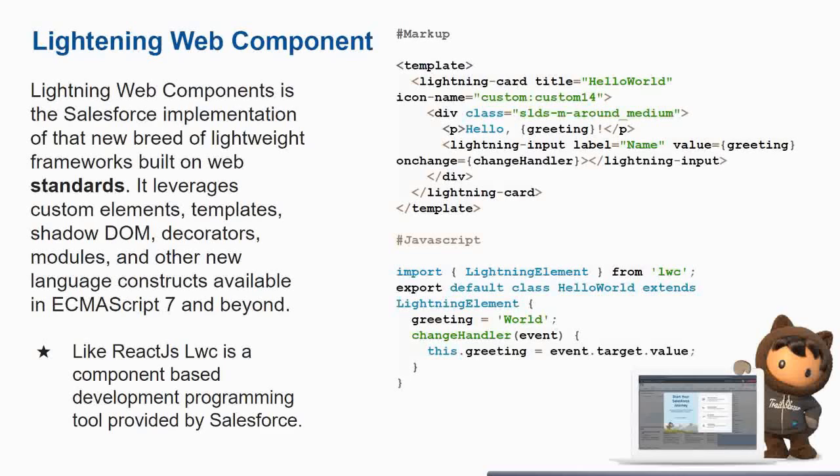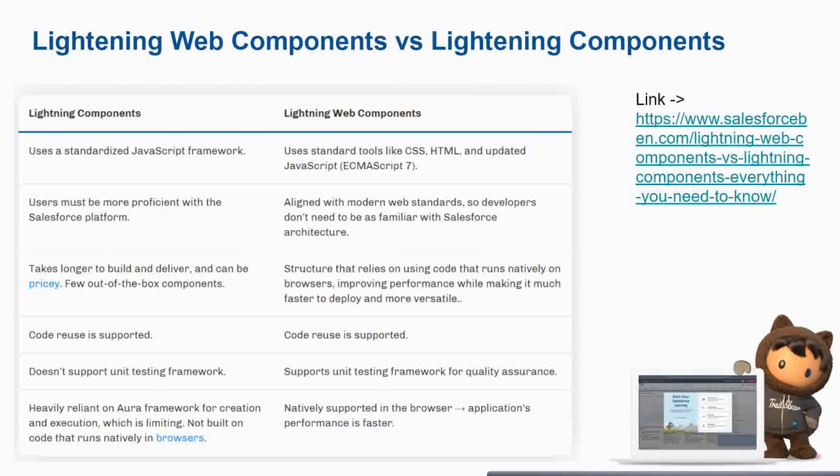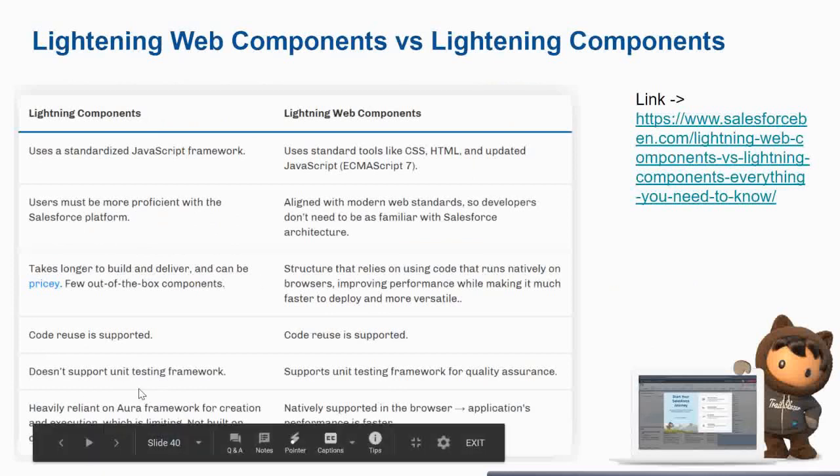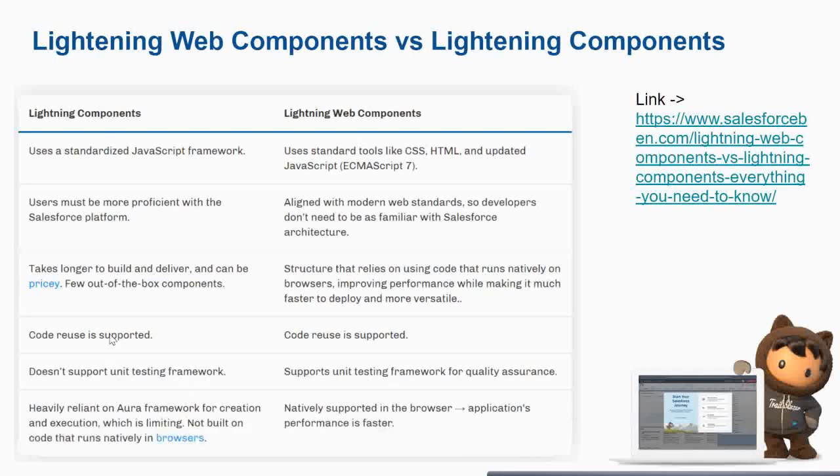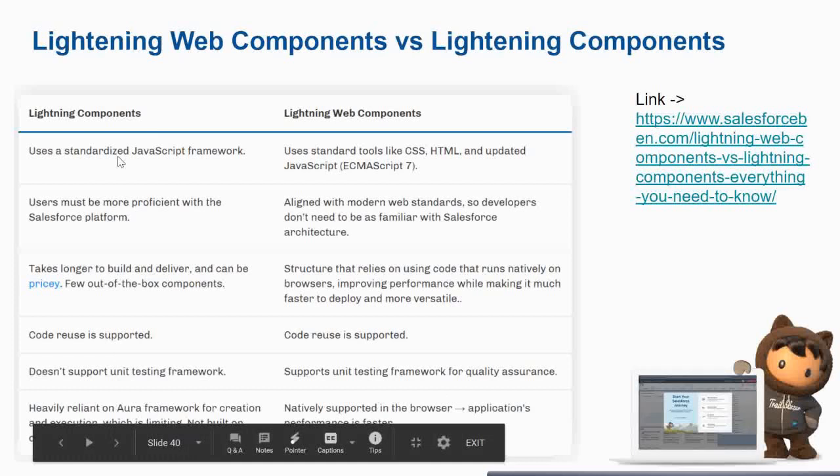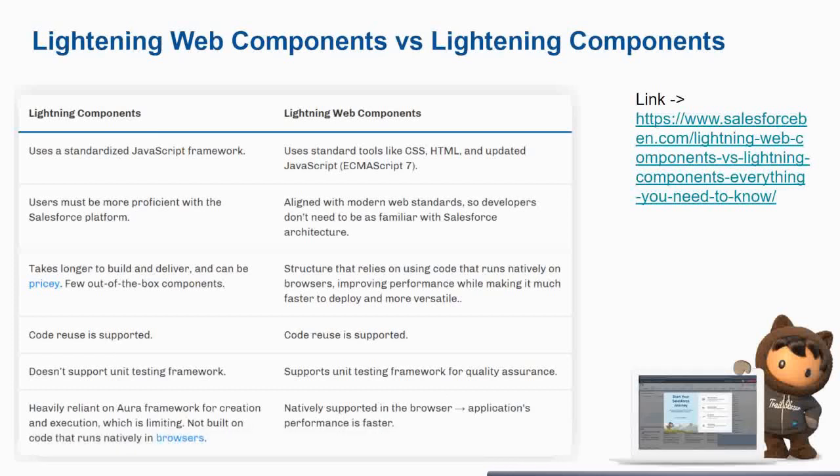Now let's go to the next slide. There is a difference between the Lightning component and the Lightning Web Component. I have added this slide, you can go through that, as you can see in the last row. The Lightning component depends on the Aura framework, while the Lightning Web Component is more aligned to the web, web browsers, ECMAScript, those things. So you will have more fun with Lightning Web Components.